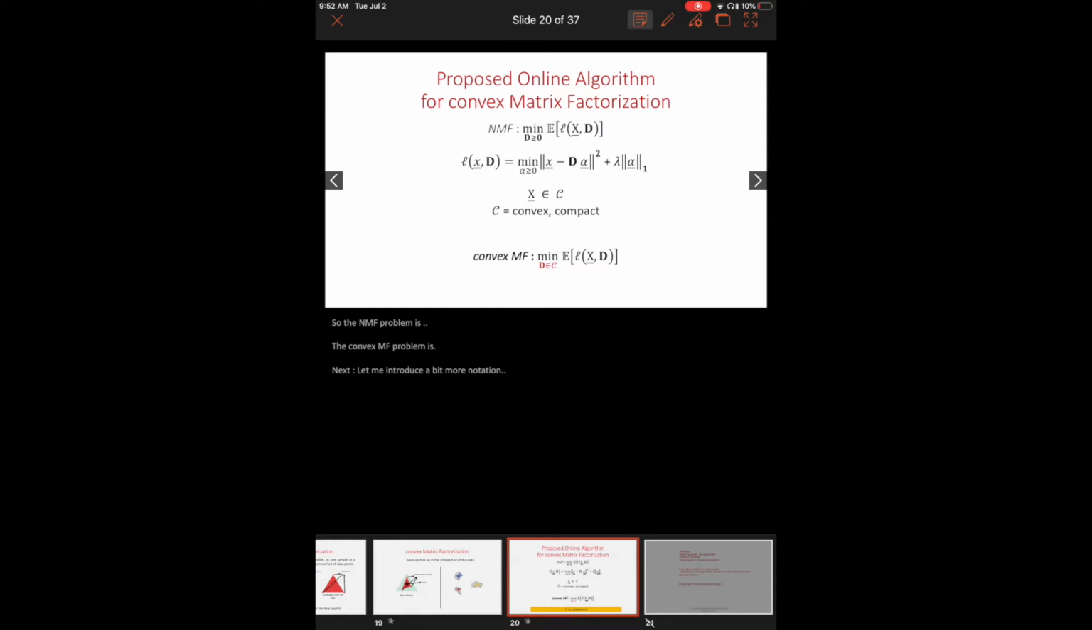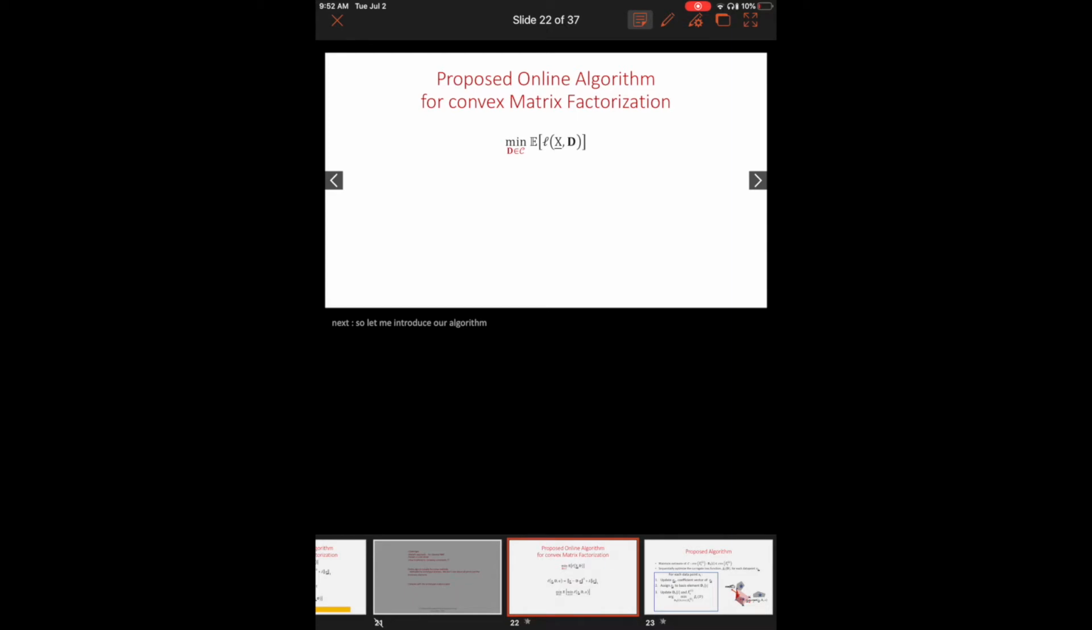So let me introduce a bit more notation. You want to optimize this problem. We can also write this function L by overloading a little bit and making the dependency on the coefficient vector a little more apparent.